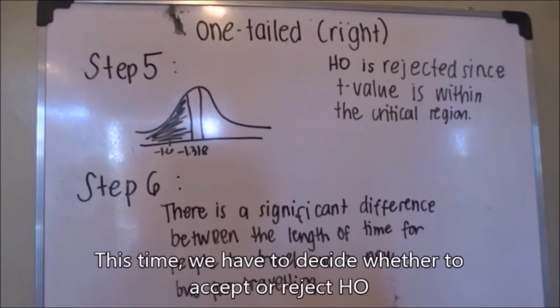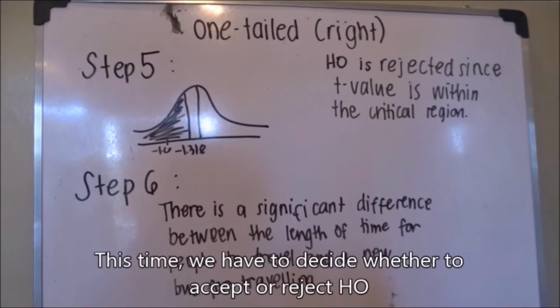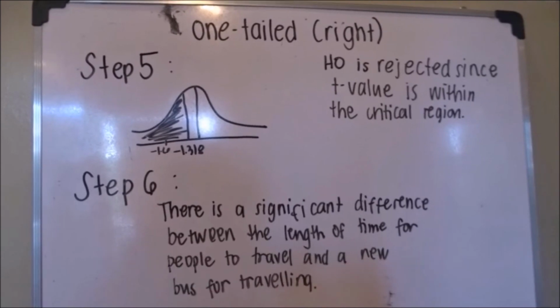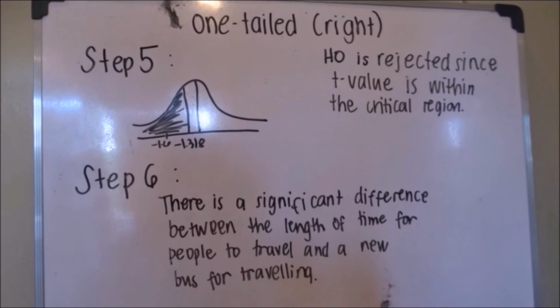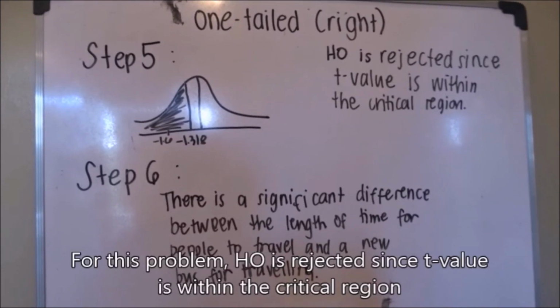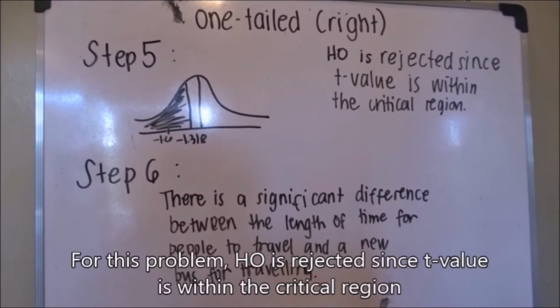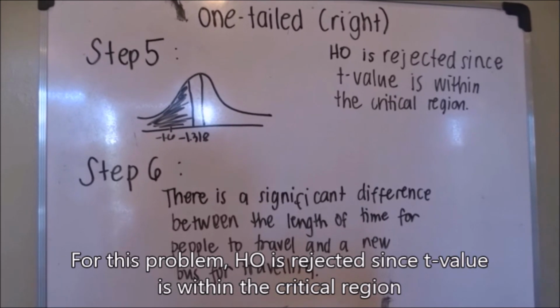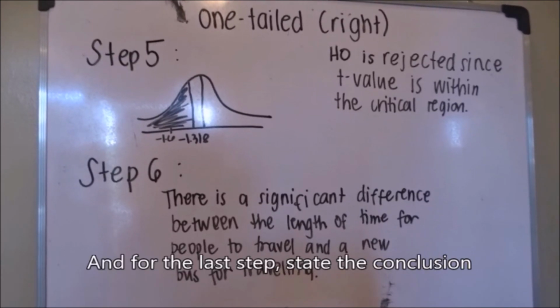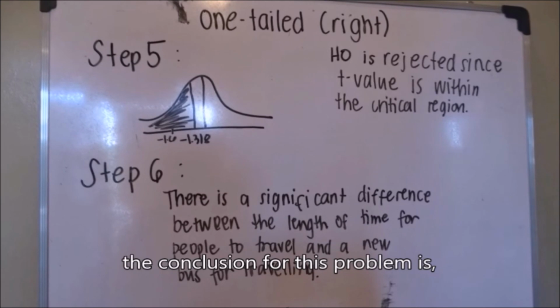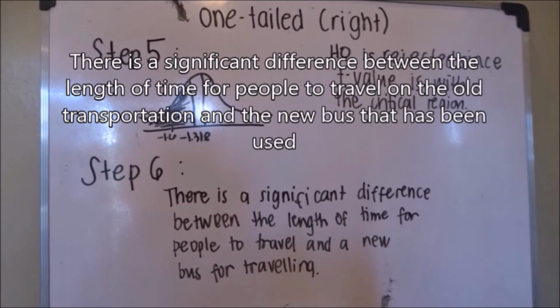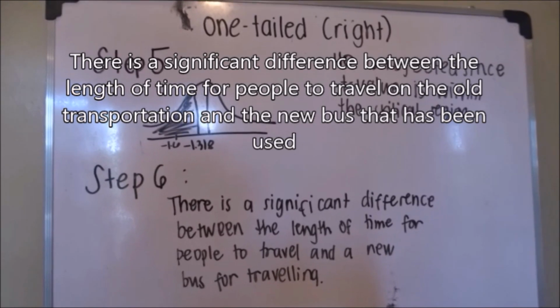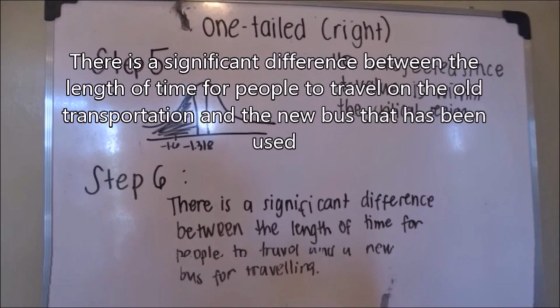This time, we have to decide whether to accept or reject H0. We have to graph the t value and the critical region. For this problem, H0 is rejected since the t value is within the critical region. For the last step, state the conclusion. The conclusion for this problem is that there is a significant difference between the length of time for people to travel and the new bus for traveling.